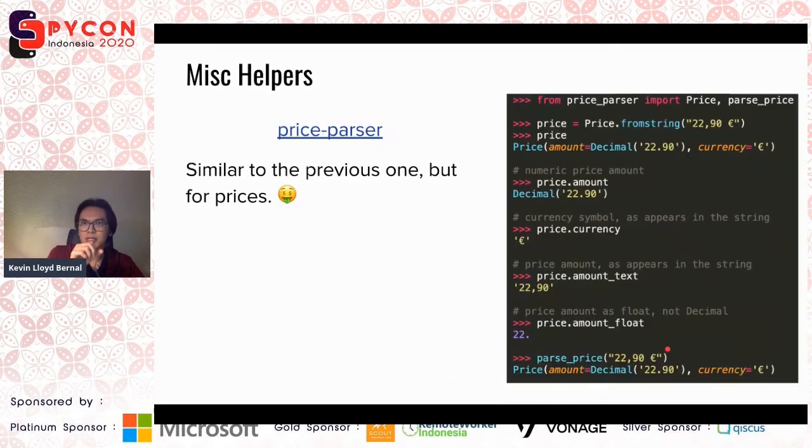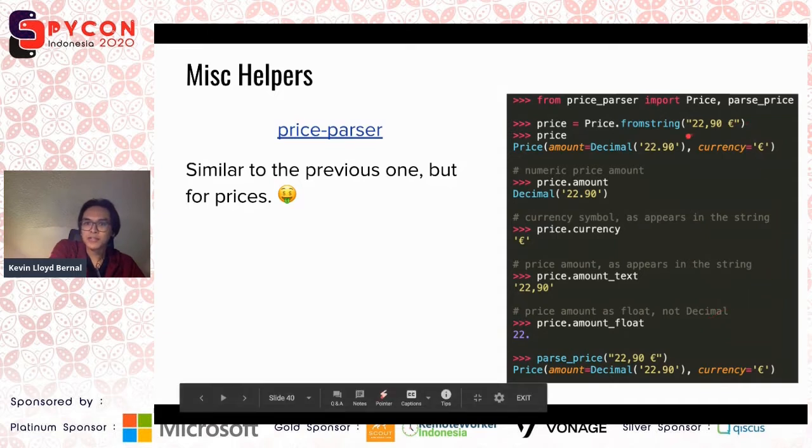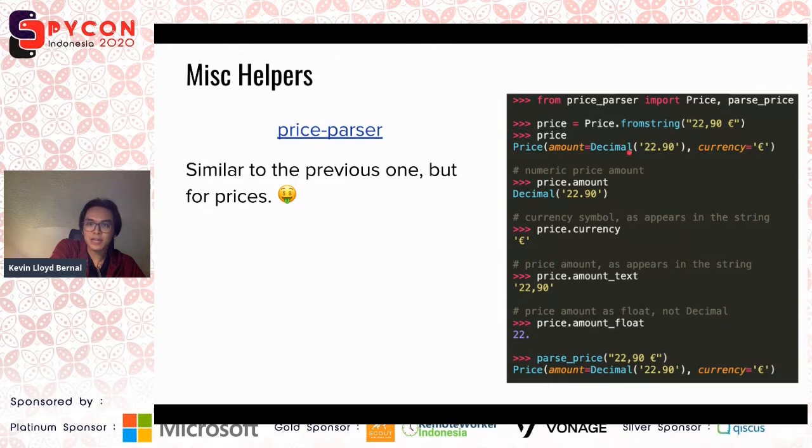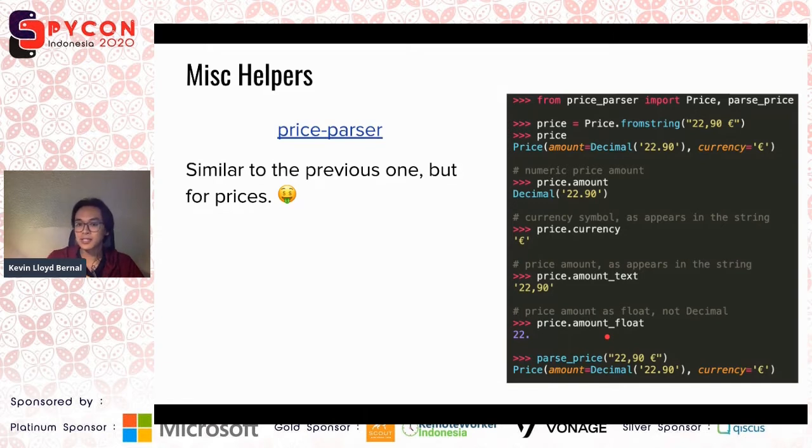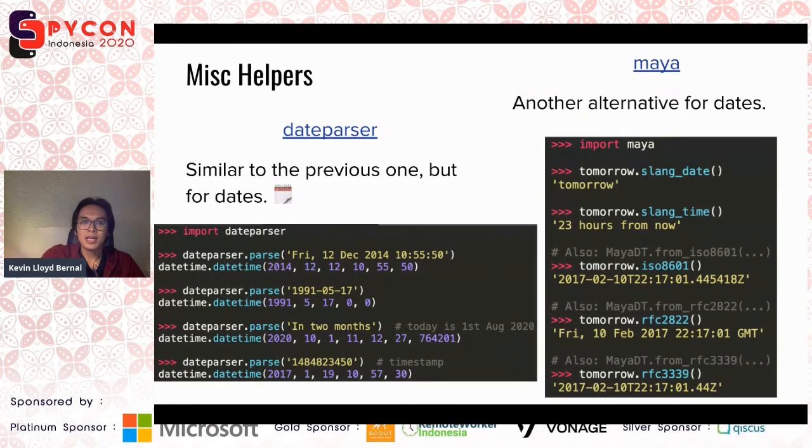And similar to number parser, there's also price parser, but as the name suggests, it's just for prices. So if you have a price string and you want to parse it, you would just declare it like this, and you're able to extract the amount, currency, amount text, amount float, and so on. So this allows you to clean the data sets from HTML web pages, like this one. And the next one is also related to the theme here, which is date parser, but for dates.